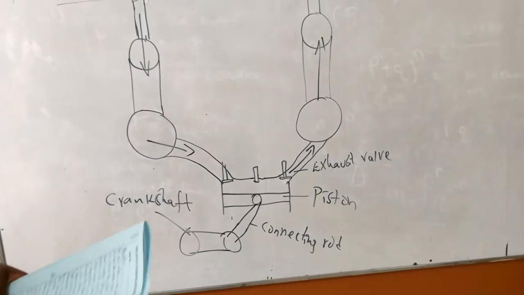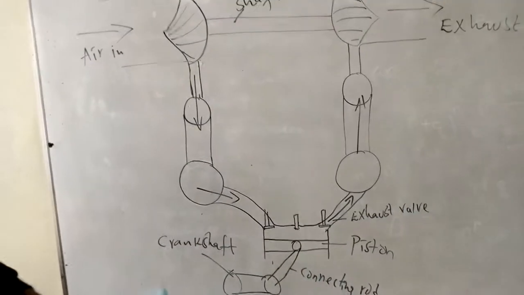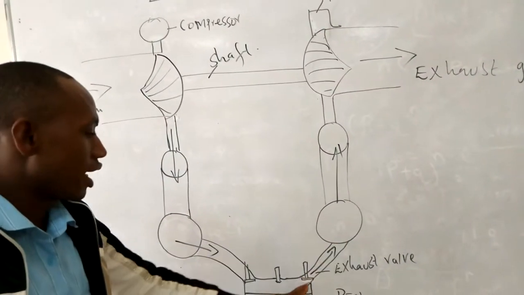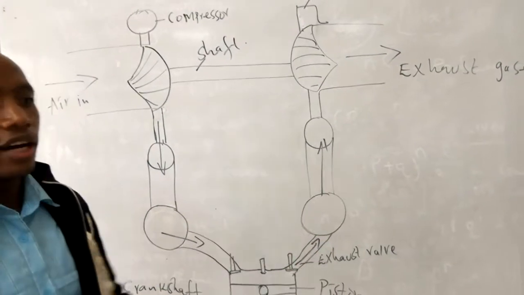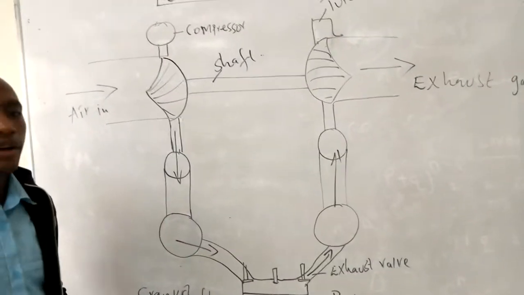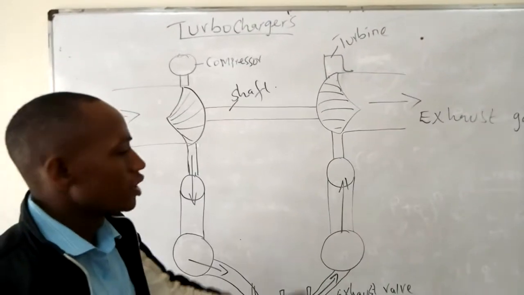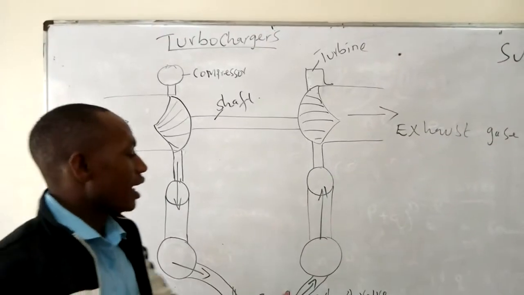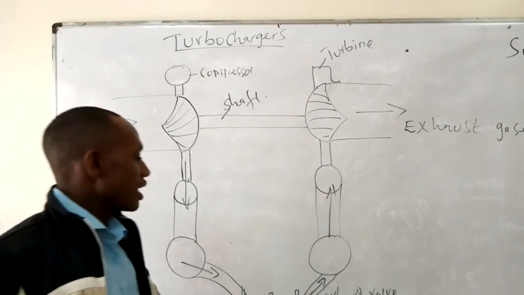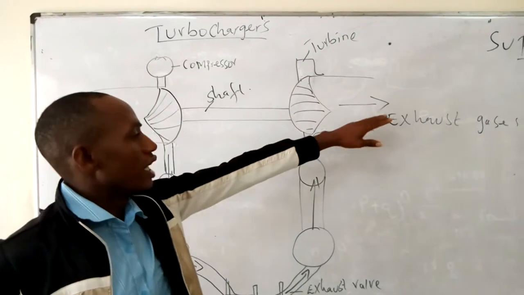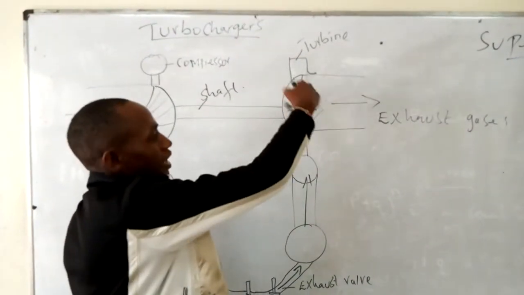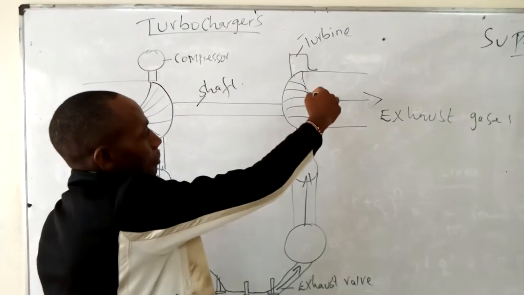So what happens? Once the exhaust gases are released to the exhaust manifold, that is where we find our turbo, after the exhaust in the exhaust manifold. That is where the turbocharger is installed. Because the turbocharger is run by the exhaust gases, as the exhaust gases are expelled out through the exhaust valve, they turn the turbine.